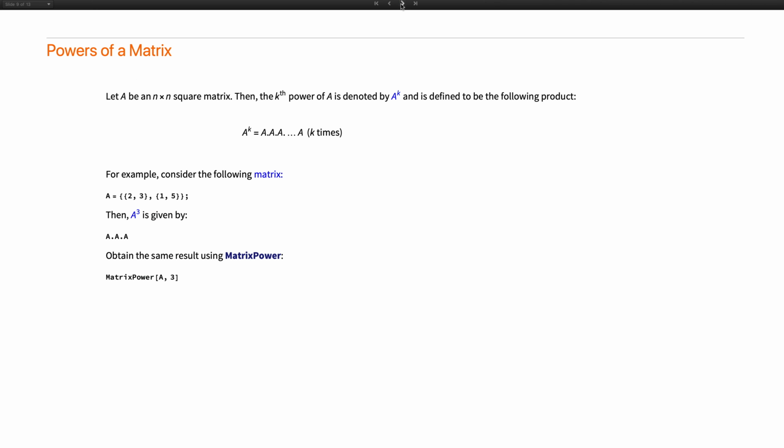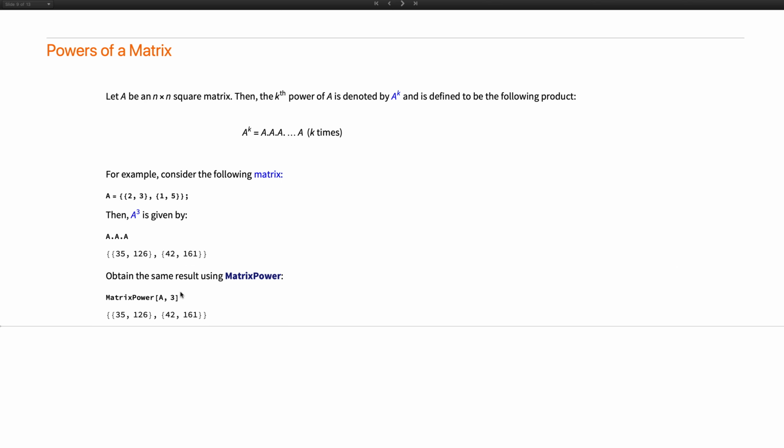So as a nice application of these ideas, let's talk about the powers of a matrix. Let's say you have a matrix A, a square matrix. Then you can compute the kth power of A by multiplying A by itself k times. So for example, here's a 2 by 2 matrix. You can compute A cubed by doing A times A times A. And we have a nice function called MatrixPower, which will do that for you quite directly. So you see over here that you get back MatrixPower[A, 3], giving you A cubed in this case.